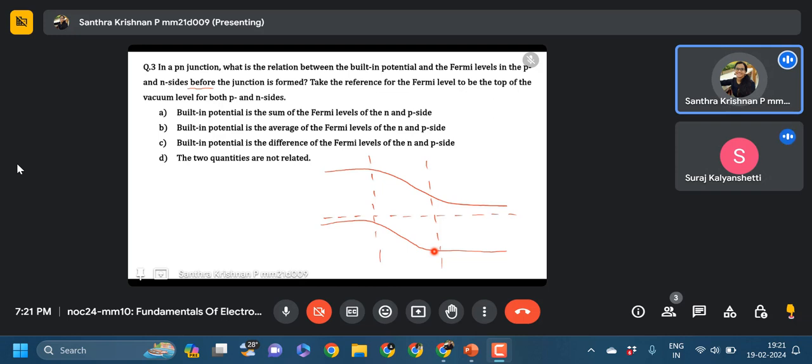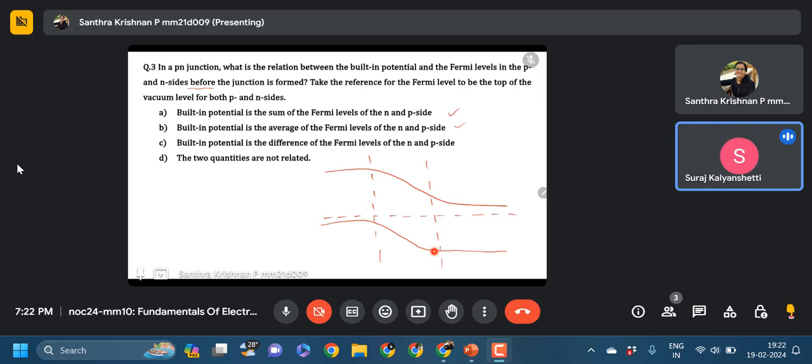Yes, it forms a depletion region in between the two. The Fermi levels will start lining up, and once the Fermi levels have lined up at equilibrium, which of these statements is correct? The built-in potential is the sum of the Fermi levels of the N and the P side. The built-in potential is the average of the Fermi levels, and the built-in potential is the difference of the Fermi levels.